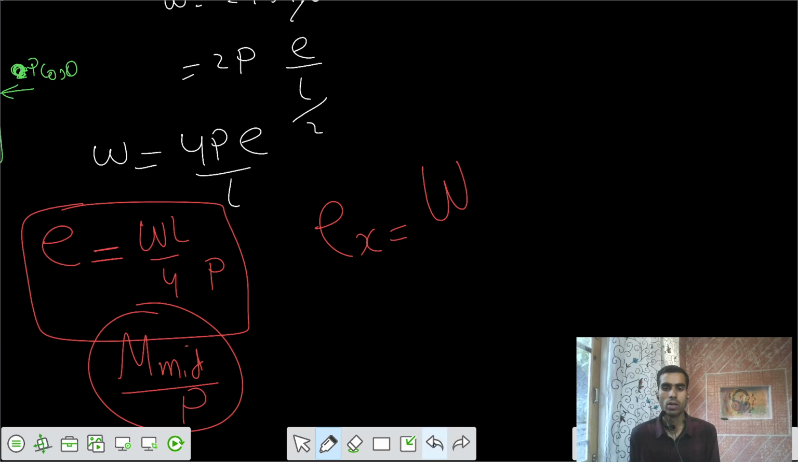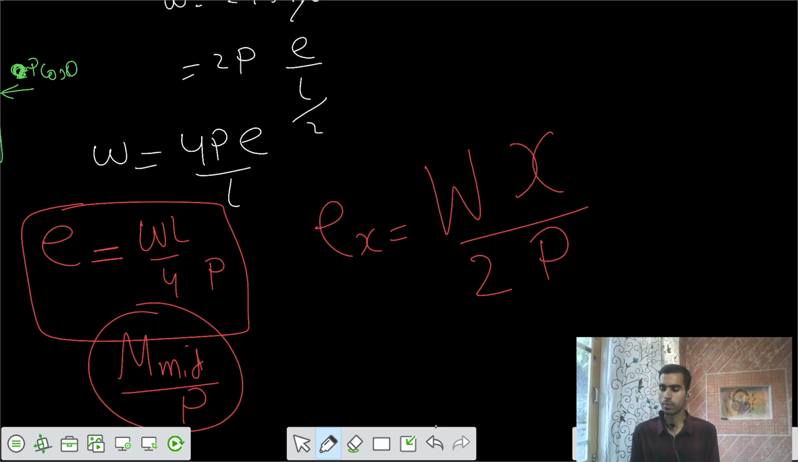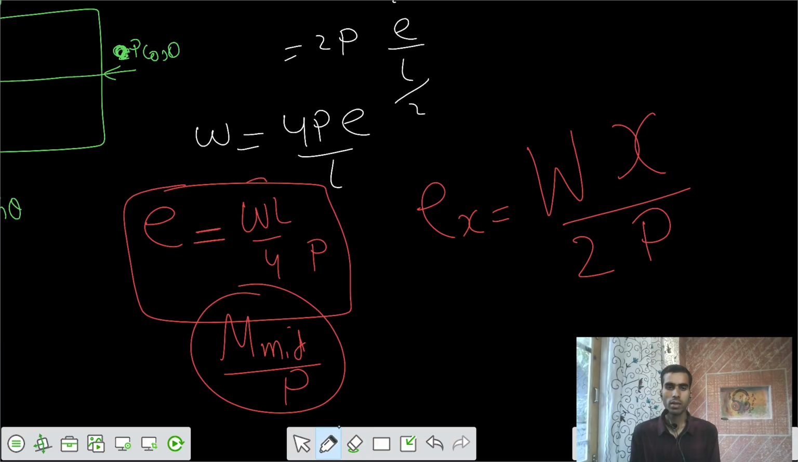This is your load of W, and we have the length of X, and we have this W by 2p. I think it's 2p. Wx by 2p. Is it Wx by 2p? So this part is your moment at the midspan.